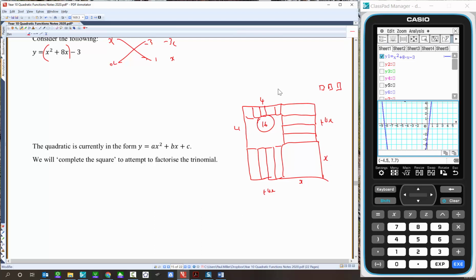Okay, that should be 4. I think I just added 5. Anyway, so that's the basic process. So what this represents is an incomplete square. And what I'm going to do is complete the square.